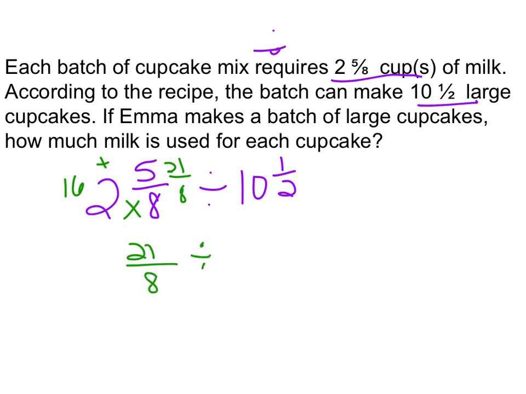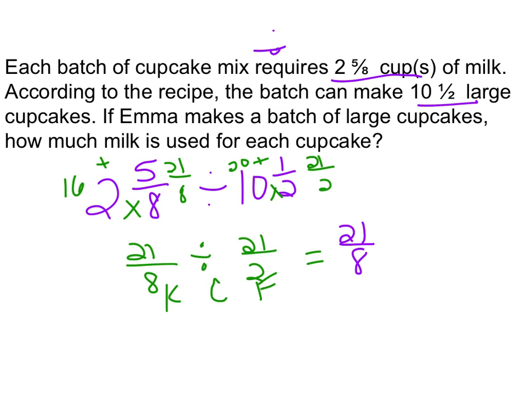Then divided by 2 times 10 is 20 plus 1. That's going to give us 21/2. Oh, that's crazy. Okay. So then I do keep, change, flip, or keep, flip, change, same thing. So I'm going to go ahead and do that. So I'm keeping the 21/8. I'm flipping the 21/2 to 2/21, and I'm changing the division to multiplication.